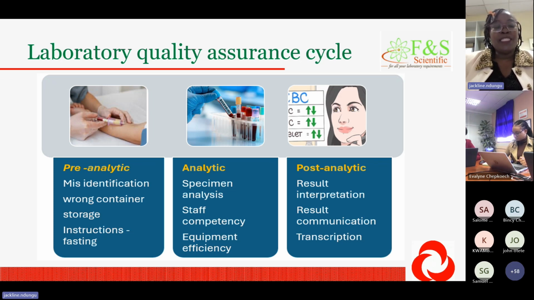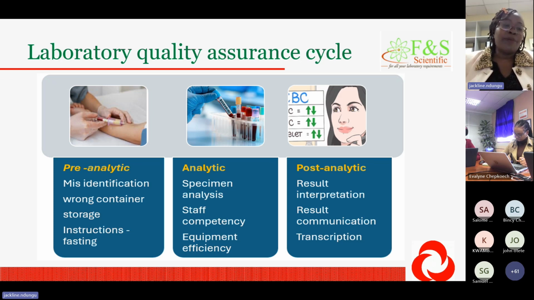Previously, I said your specimen integrity is equal to the quality of results that you're giving. You may come up with a container which is wrong. If you don't have the right container, you will not give the right results. For instance, if you have to do a CBC, you need an anticoagulant that is strictly for that specific test. How you store it matters too, as some tests require the specimen to be kept at specific temperatures. You really need to ensure that those temperatures are strictly followed. So pre-analytics is very important.